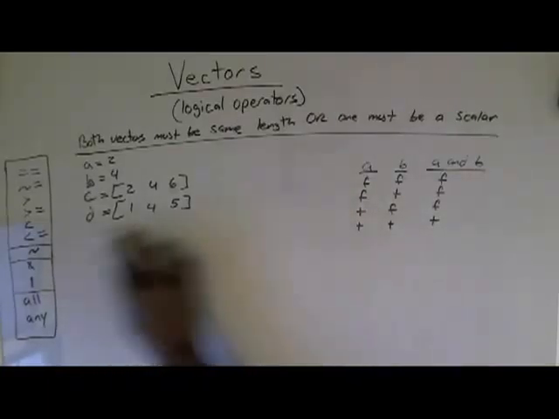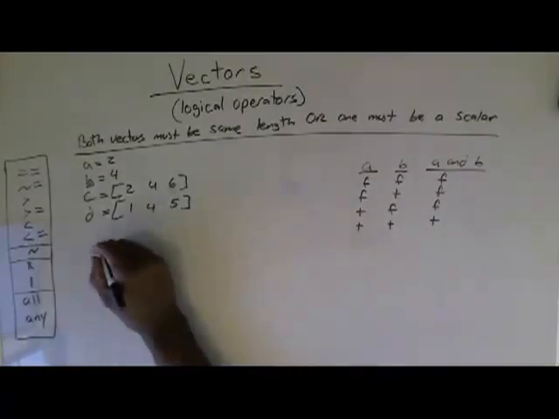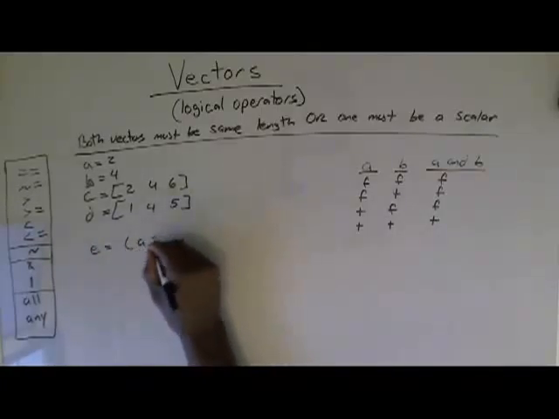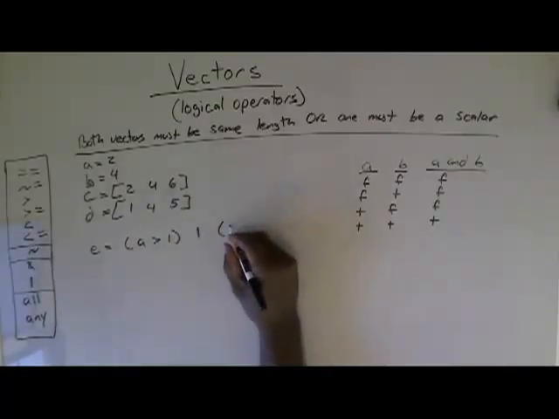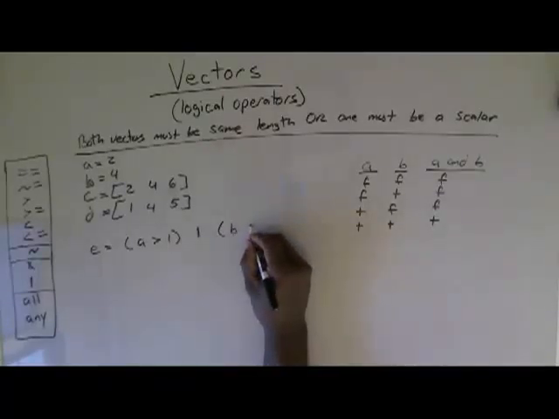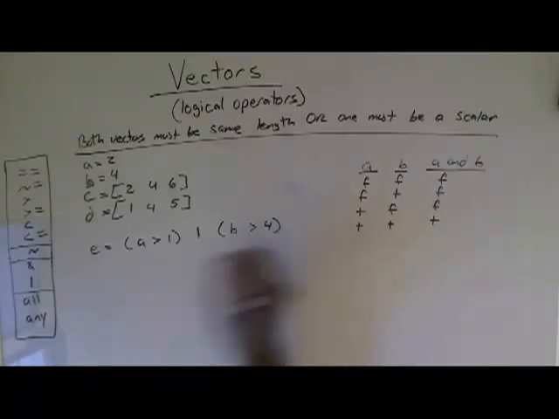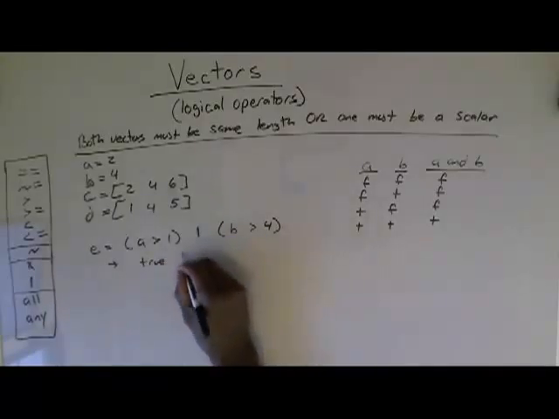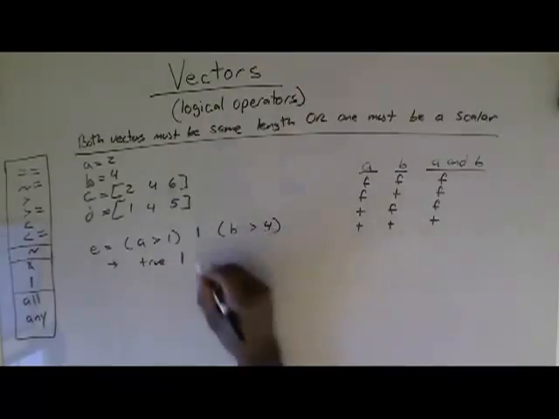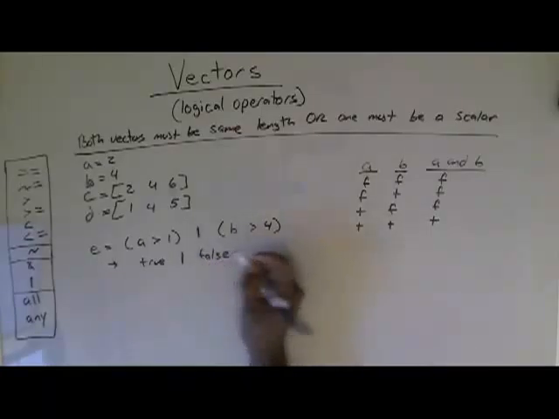Let's look at the or statement. Same basic concept. If I have E equals A greater than 1 or B greater than 4, then A greater than 1 is 2 greater than 1. Yes, it is. That's true. Or is B greater than 4? B greater than 4 is false.